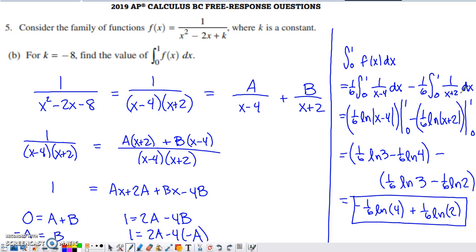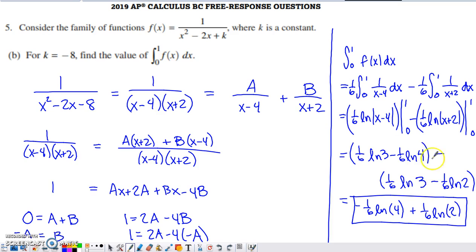Nothing has to cancel out, so you're going to end up with natural log of the absolute value of this denominator for the first antiderivative, natural log absolute value of the second denominator for the second antiderivative. Evaluate those at 1, at 0, take a difference, and you have your result.